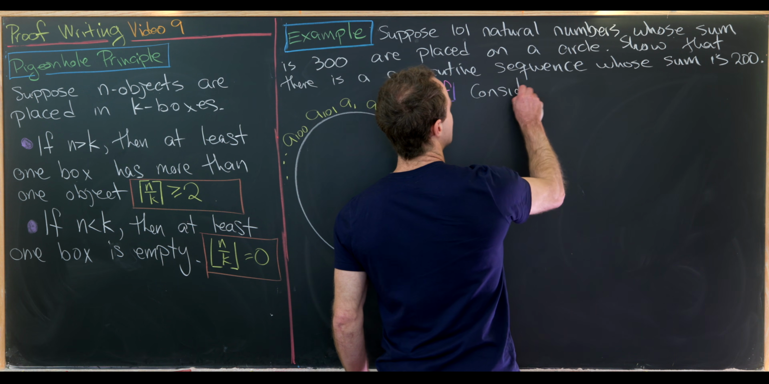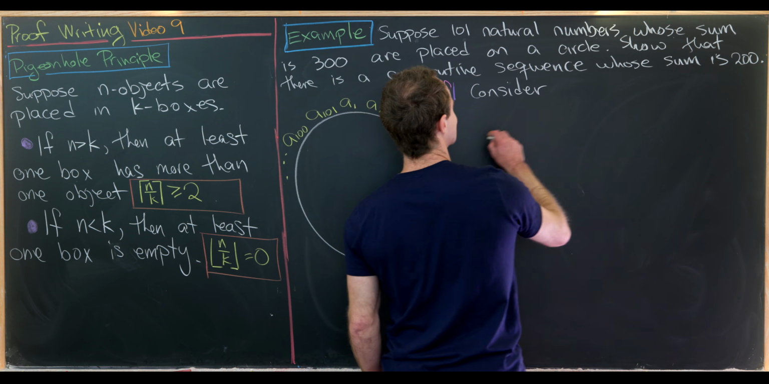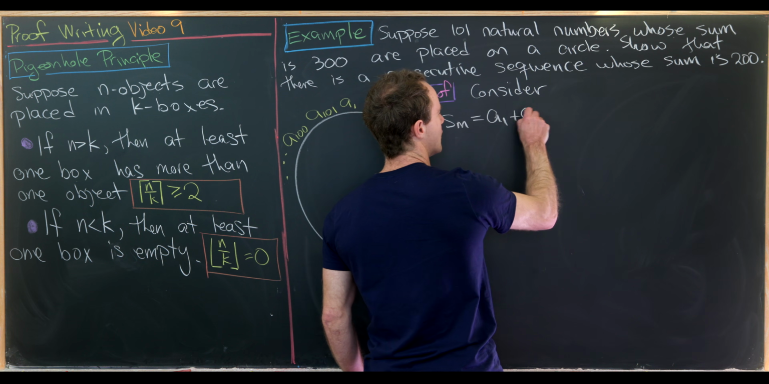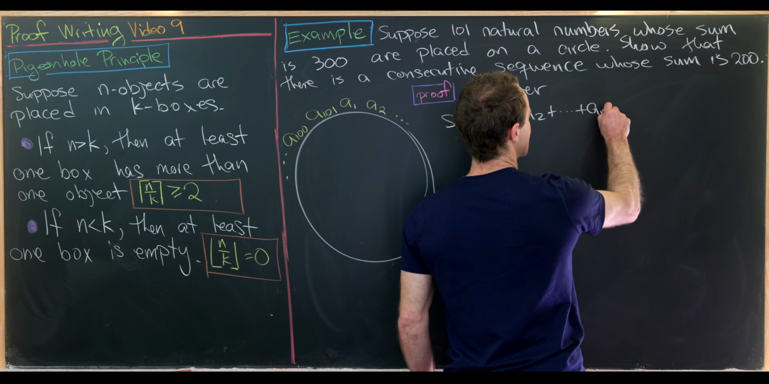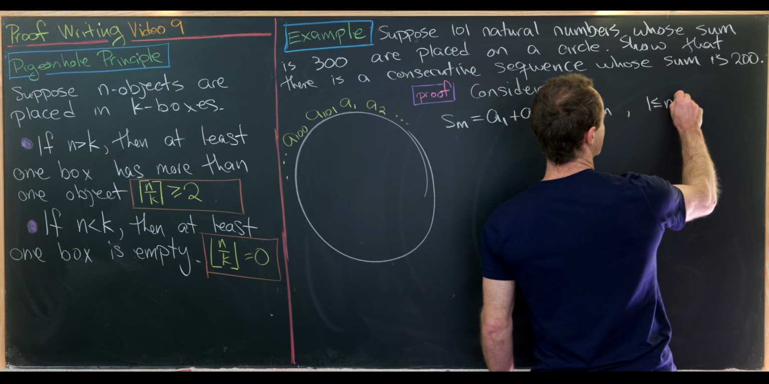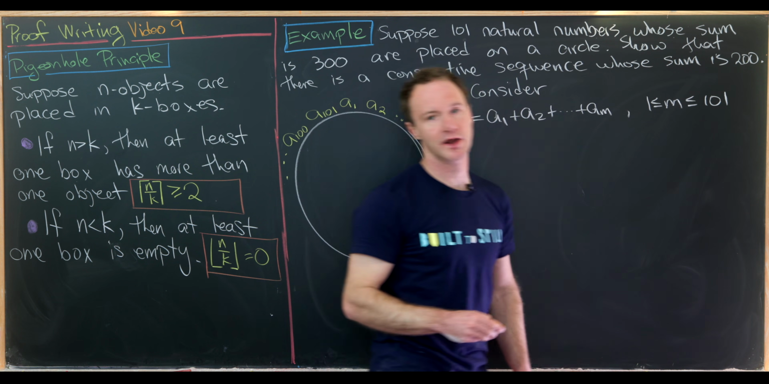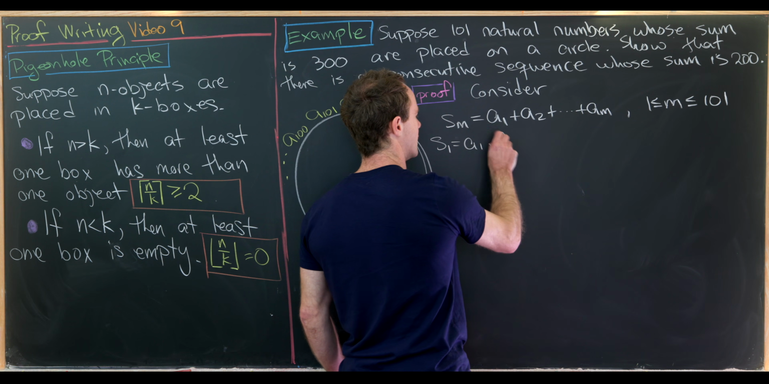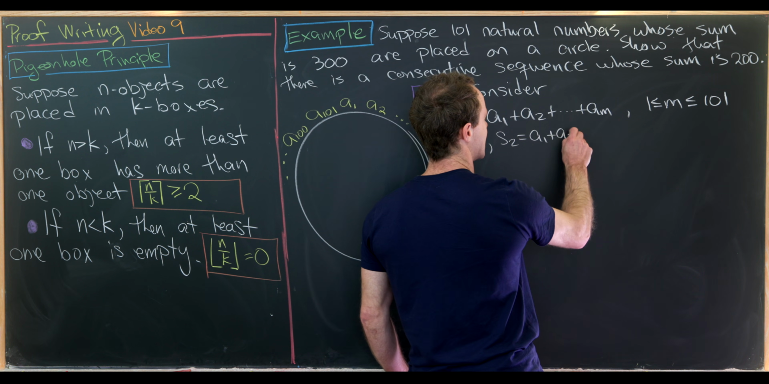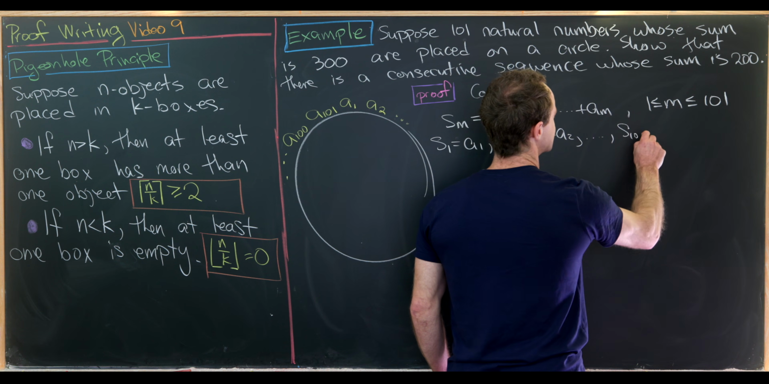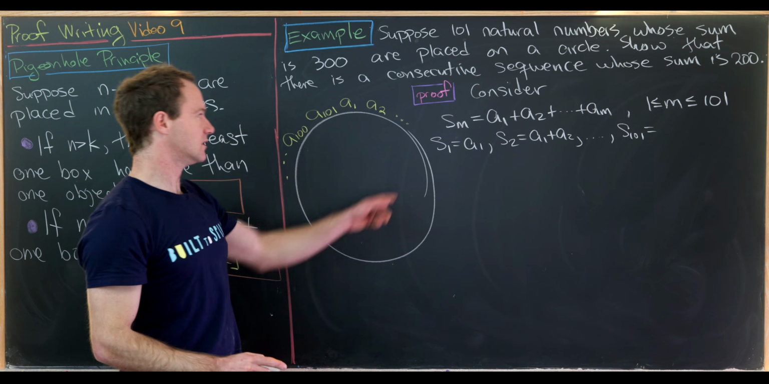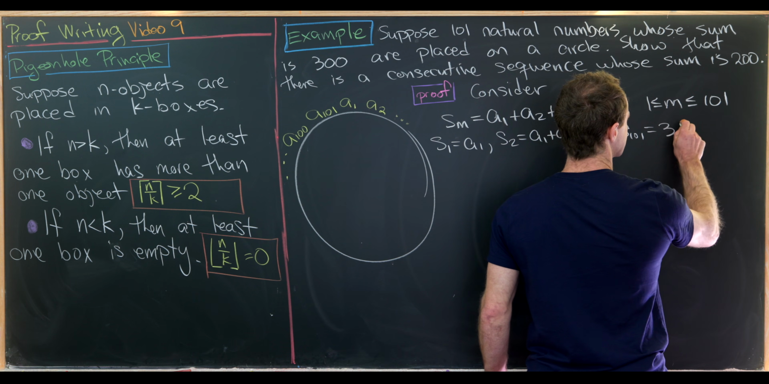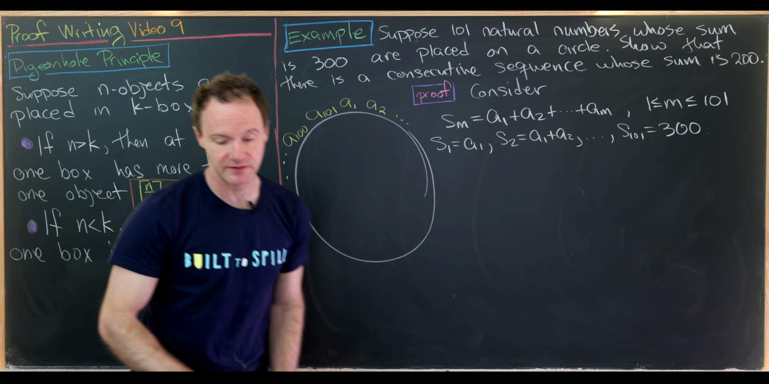So let's do that. And we'll define the sequence of partial sums. So let's consider the sequence of partial sums, which I'll write as Sm, and that's going to be A1 plus A2 ending at Am. And we can define these for all m between 1 and 101. So let's, for instance, notice that S1 is equal to A1, S2 is equal to A1 plus A2, and finally up to S101 is the sum of all of these numbers, which we are assuming to be 300. So S101 is, in fact, 300. That'll be a good bit of information.